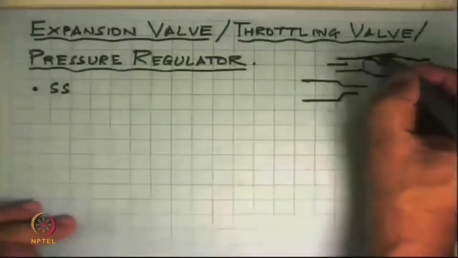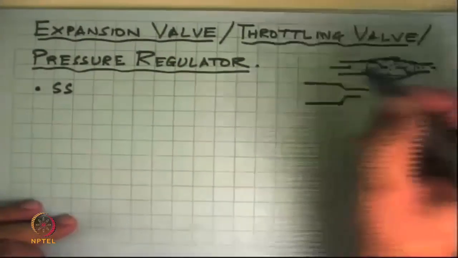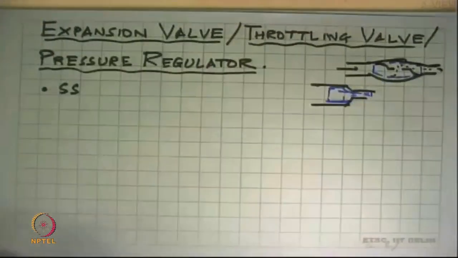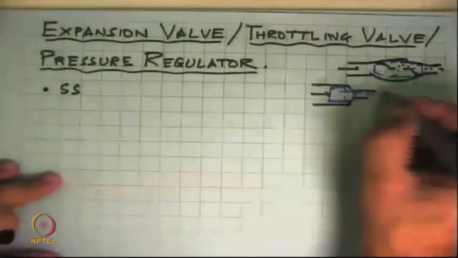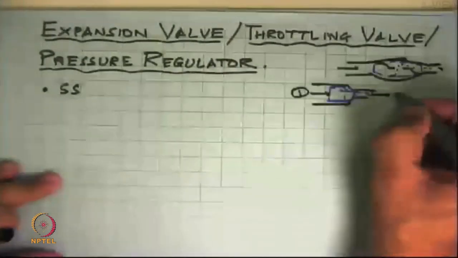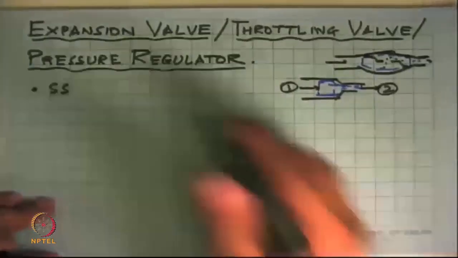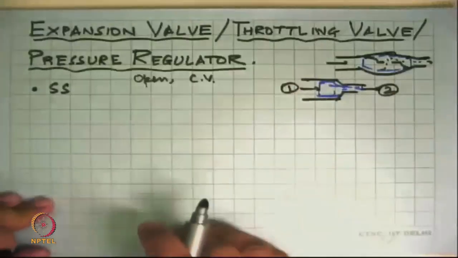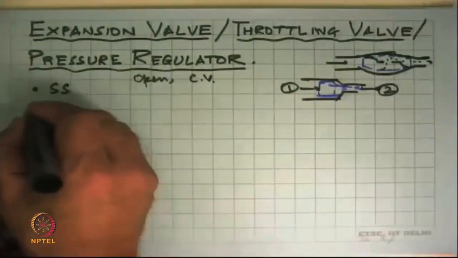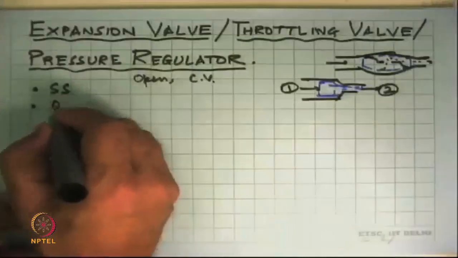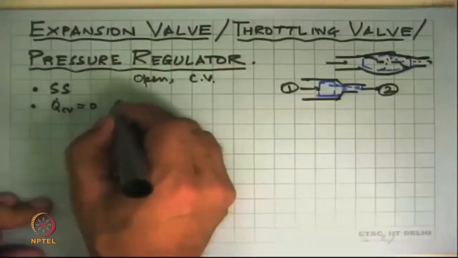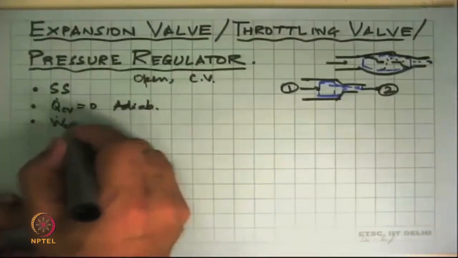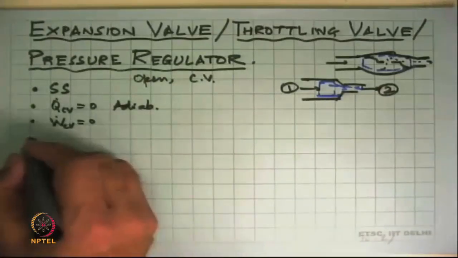The control volume would be like this, or in this case it could be like that, and here we have something coming in, going out. This is state 1, this is state 2. So this is an open system, and we have to apply the control volume approach. We assume that it is steady state, there is no heat transfer, adiabatic, there is no work transfer, it is just a simple stationary device, nothing moving.